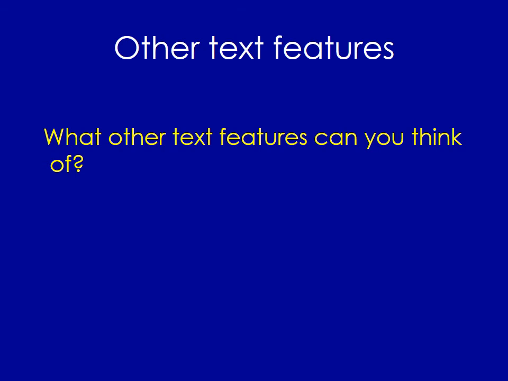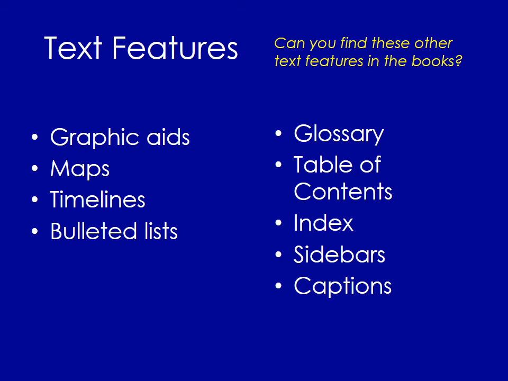There are other text features as well as the ones that were already mentioned. Here's a listing of some of those. Graphic aids, maps, timelines, bulleted lists, glossary, table of contents, index, sidebars, and captions. All of these are important and have their own place. You would want to introduce them a little at a time, a few at a time, not try to teach all of them. And when you're working with these, if you're in a guided reading group or reading one-on-one, really take some time to introduce them to that and let them experience it.